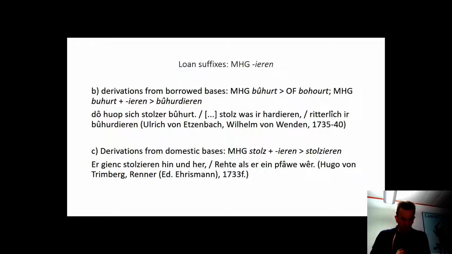Finally, it is comparatively rare that the loan suffix -ieren is combined with a native base. This is the case, for example, with stolzieren, behaving proudly, from Middle High German stolz, proud.